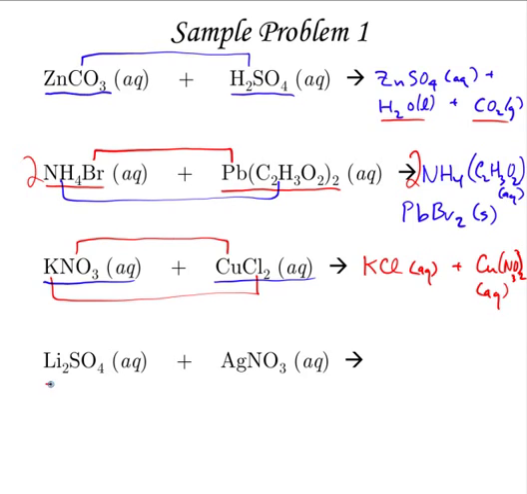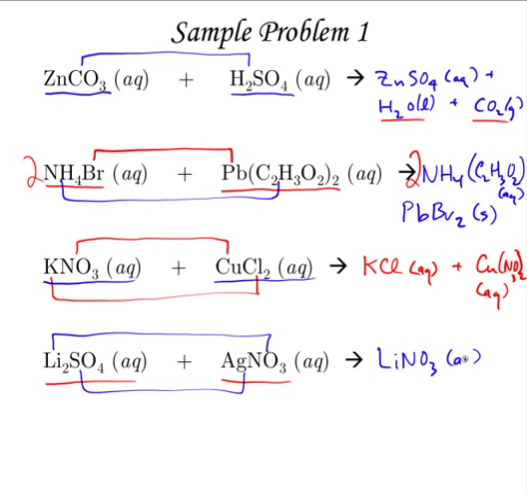Lithium sulfate reacting with silver nitrate. Let's go ahead and do the double displacement. Okay, so lithium is now going to hook up with nitrate, and sulfate is going to now hook up with silver. All right, so when we do this, we're going to get lithium nitrate, and that's going to be aqueous when you use the table of solubility rules, and silver sulfate. Okay, and silver sulfate, everybody, is going to also be aqueous when you look up the table of solubility rules.